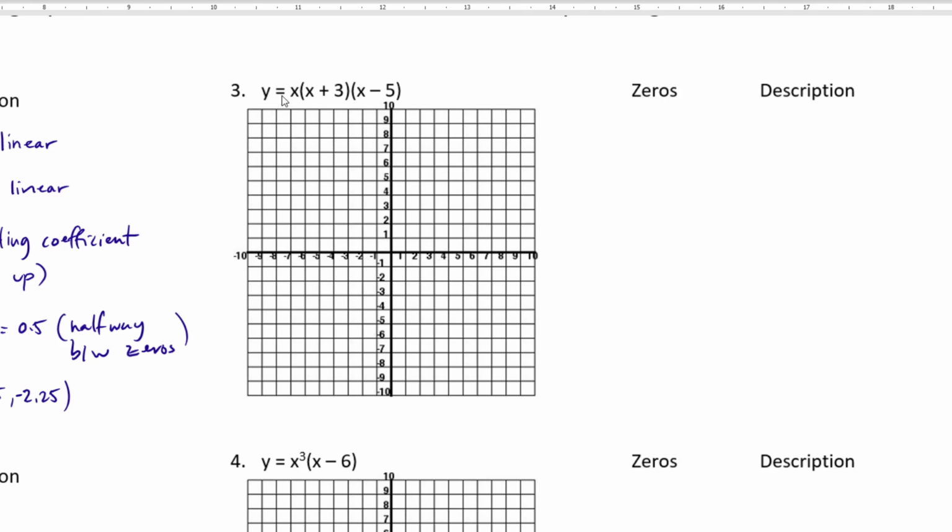If we look at example 3, here we have y is equal to x, x plus 3, x minus 5. Again, if we were to expand that out, the degree of this polynomial is going to be 3, right, when we expand all these factors. So we have an odd degree polynomial, and we have a positive leading coefficient. So this means that with a positive leading coefficient and degree 3, we're going to go from the third quadrant to the first quadrant.